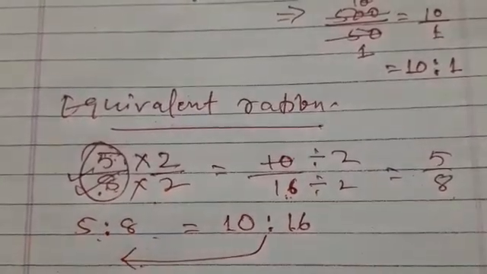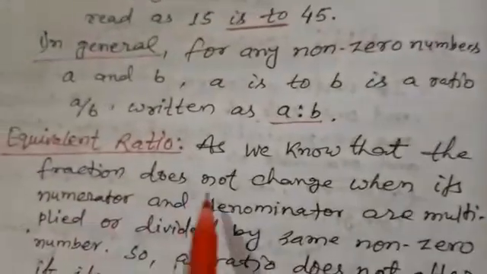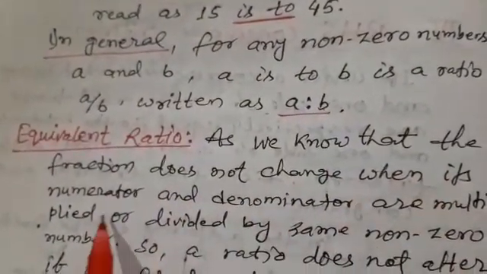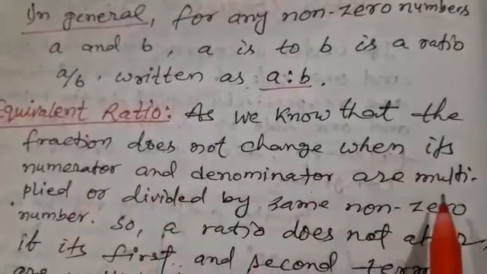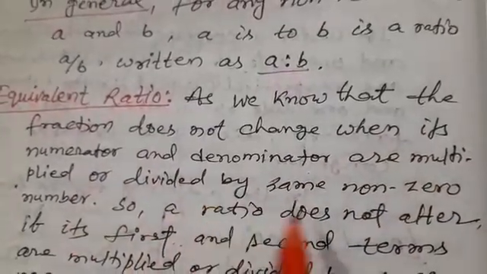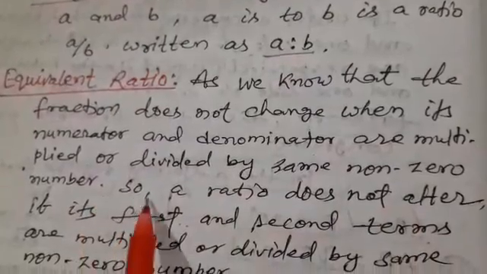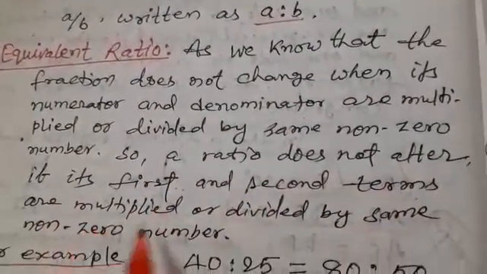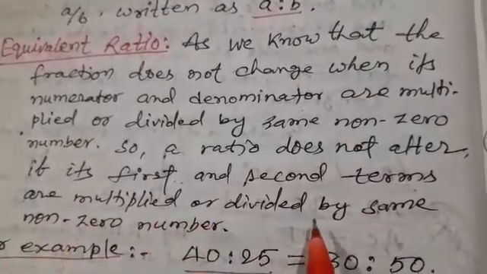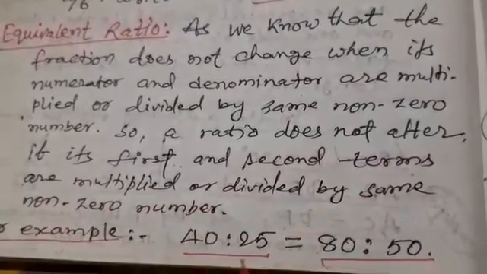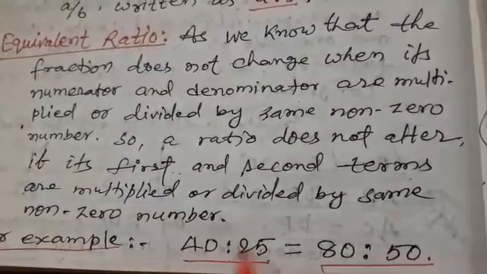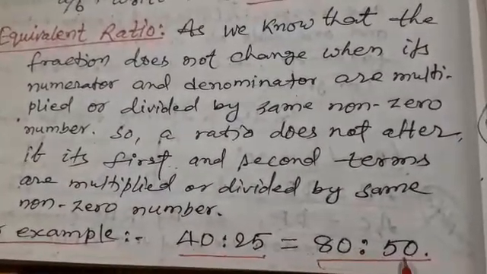So, equivalent ratio: as we know, the fraction does not change when its numerator and denominator are multiplied or divided by the same non-zero number. So a ratio does not alter if its first and second terms are multiplied or divided by the same non-zero number. Here is another example: 40 is to 25. We write it in this way, 80 is to 50.